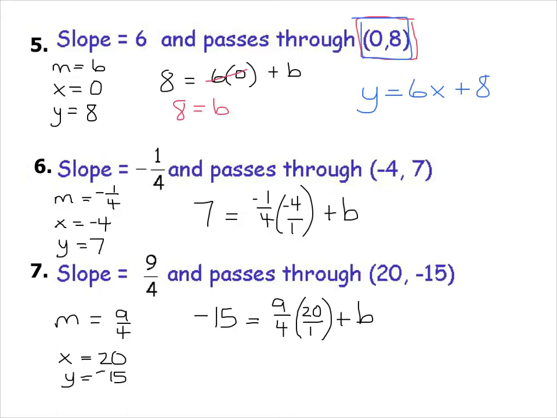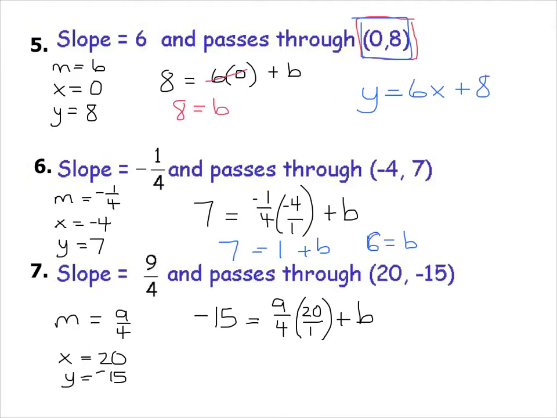All right, number 6, plugged it in, so I have a negative 1/4 times a negative 4 over 1. So that gives me a positive 1 plus b. I take 1 from the other side, add a negative 1 to both sides, so that gave me 6 was equal to b.